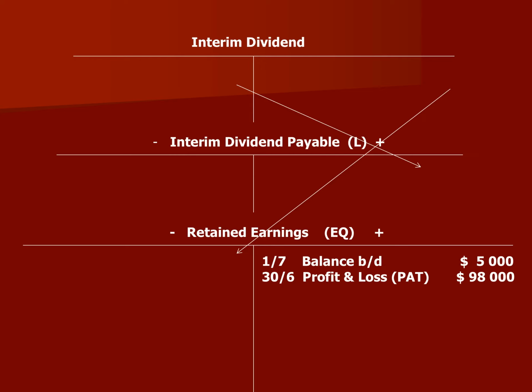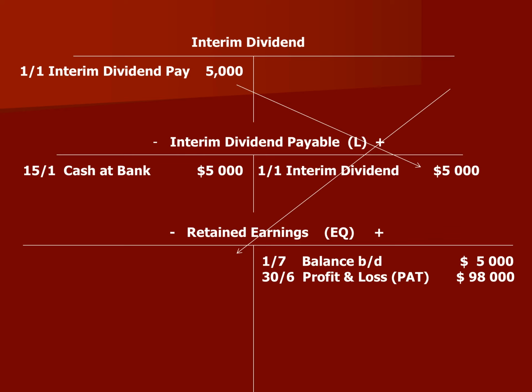So let's look at the accounts. Let's summarise. On the 1st of January, the dividend was declared. When an interim dividend is declared, we debit an account called interim dividend and we credit an account called interim dividend payable. Then it was paid on the 15th. On the 15th, we debit interim dividend payable and we credit our cash at bank account, which is not shown here, but you can imagine the cash at bank account being credited.